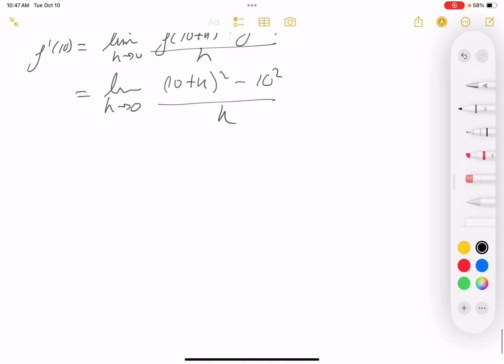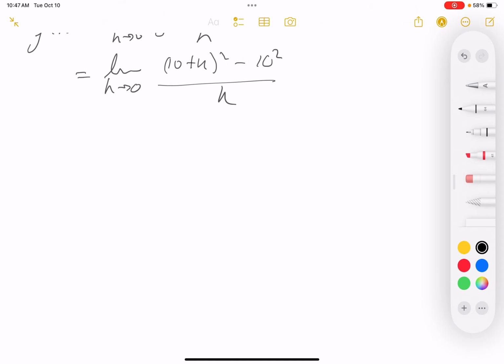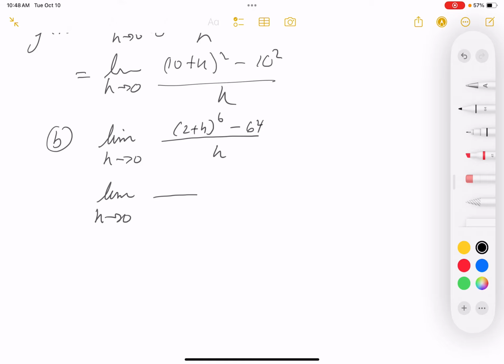Let's do the next one. This is letter B now. We're still in example number 11. And again, limit, and you're going to get better over time, by the way, h goes to 0, and it's going to be (2 + h)^6 minus 64 over h. Well, I'm going to rewrite it a little bit differently. I write limit h goes to 0, and this looks like (2 + h)^6 minus 2 to the 6th power over h.